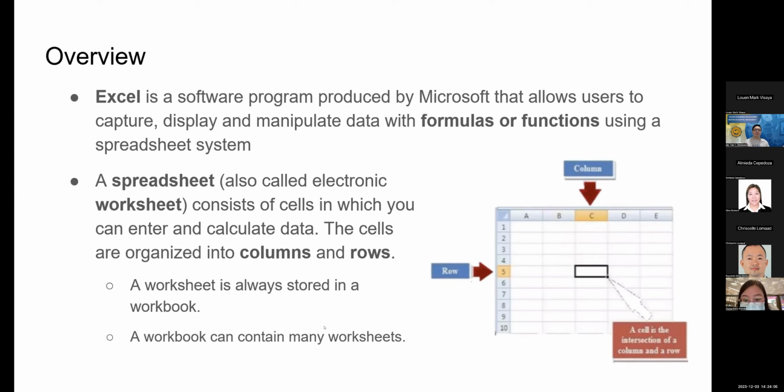So here is a spreadsheet, also known as an electronic worksheet consisting of cells where we enter and calculate data. The cells are organized into columns labeled in letters and rows in numbers. A worksheet is always stored in a workbook, and a workbook can contain many worksheets. Next slide.